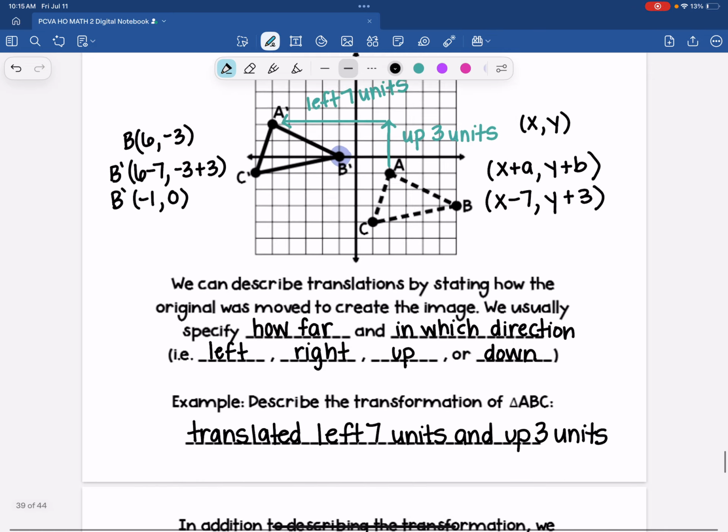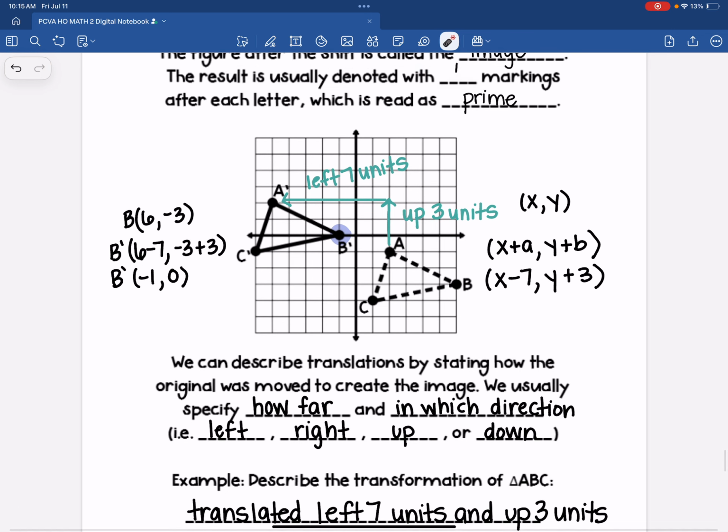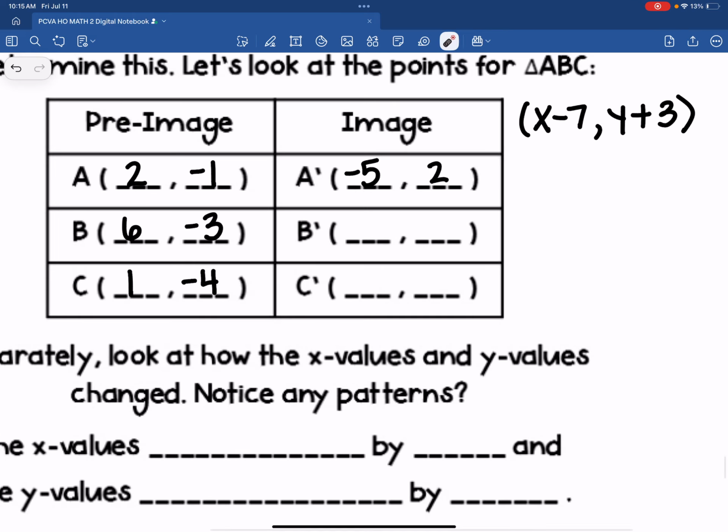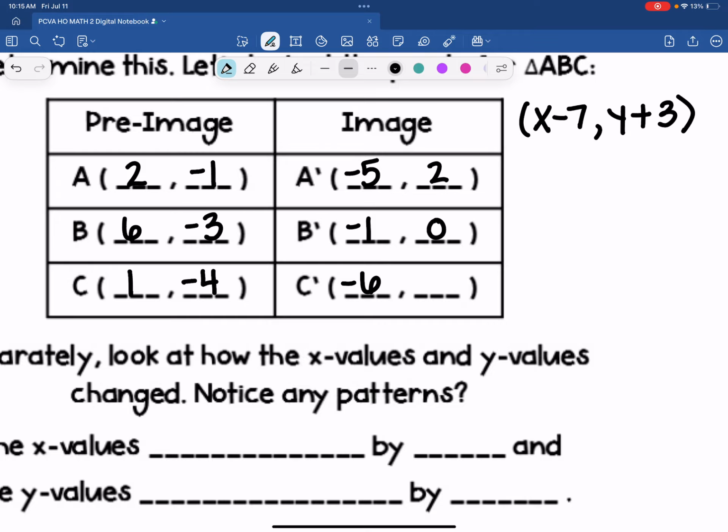And I can confirm that A is at 1, 2, 3, 4, 5, and then up 2. So that prime point is at the correct location. Same thing with the other one. So I have 6, we're going to say -7, so that's going to be at -1, just like we did before. -3 plus 3 is 0. Then for C prime, we're going to subtract 7, so that's going to put me at -6, and then we're going to add 3, which puts me at -1.